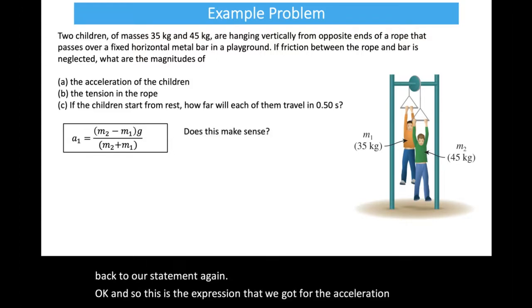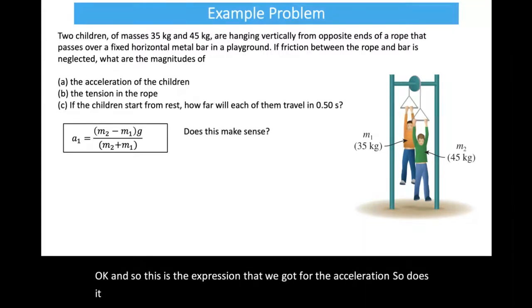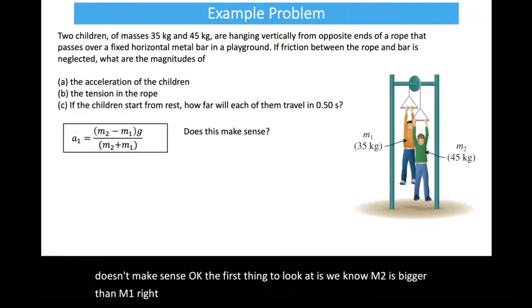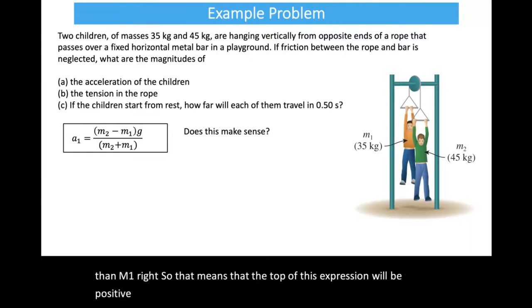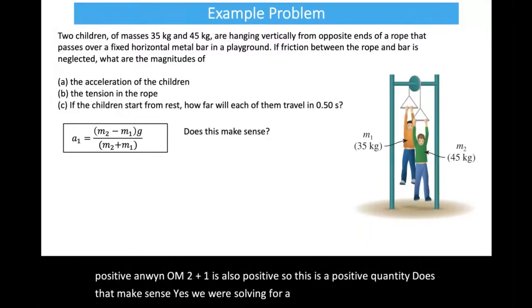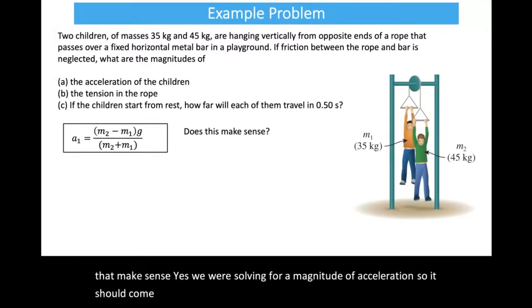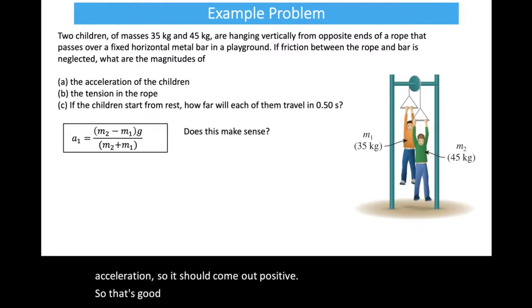So does it make sense? Well, the first thing to look at is we know m2 is bigger than m1, right? So that means that the top of this expression will be positive. And we know m2 plus m1 is also positive. So this is a positive quantity. Does that make sense? Yes, we were solving for a magnitude of acceleration, so it should come out positive. So that's good. That makes sense.